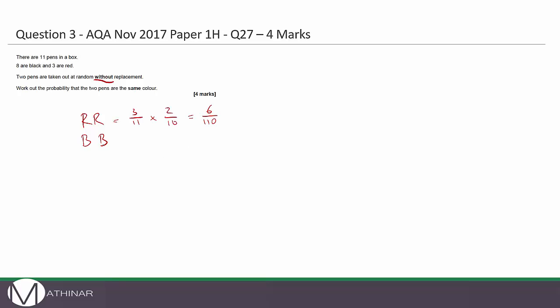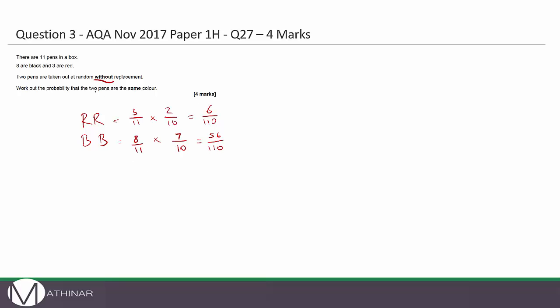The probability of black and black, again we're going to be multiplying. First black would be 8 out of 11. Now that we've taken out one of the blacks, there are now 7 blacks remaining out of a total of 10 pens. So now 8 times 7 is 56 out of 110.